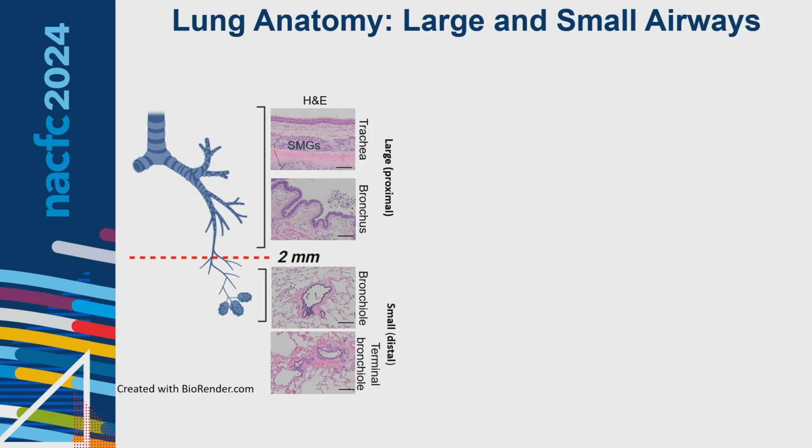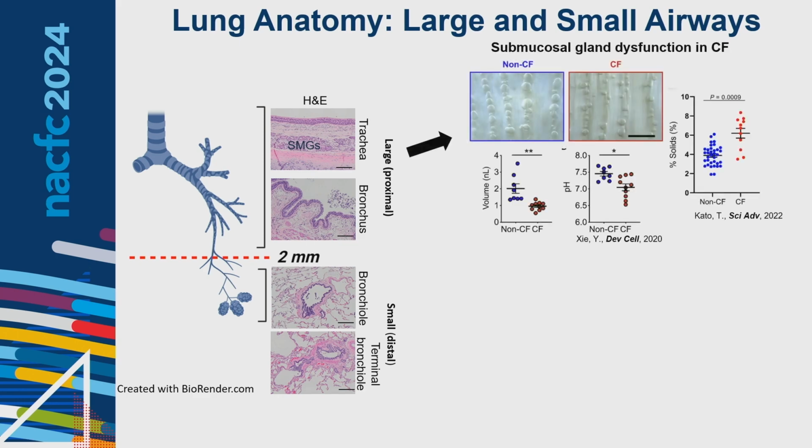To begin our discussion, it's important to identify our small airways and what that really means. Our small airways are anything below 2 millimeters, and they consist of our bronchioles and terminal bronchioles, while our large airways contain our trachea and bronchus. Both regions are affected by cystic fibrosis. For instance, in our large airways, submucosal glands are dysfunctional. In CF, they have decreased volume and pH, but increased percent solids in their secretions.